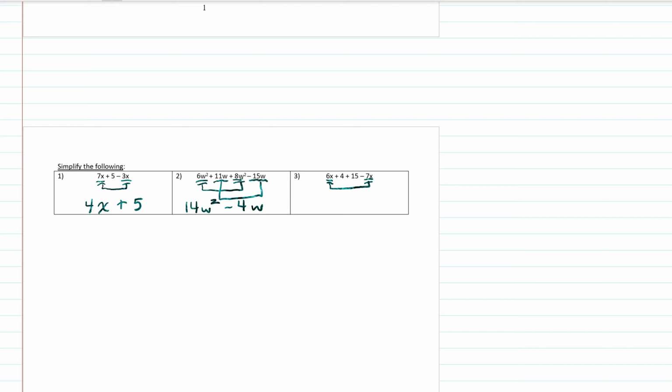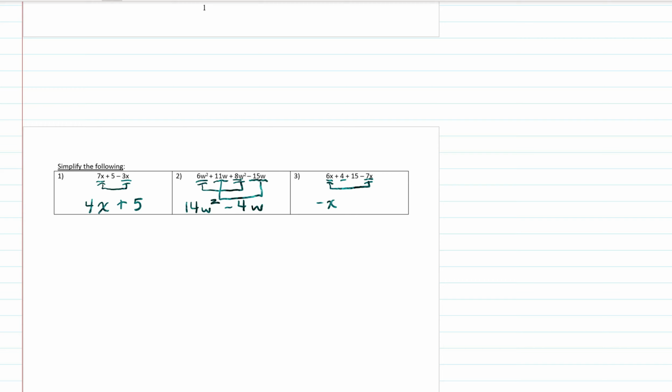6x and negative 7x, signs are different, so we subtract and take the sign of the larger number. So that makes negative 1x, or I can just write negative x because we know there's an invisible 1 right between the negative sign and the x, right? So you can write negative x or negative 1x.